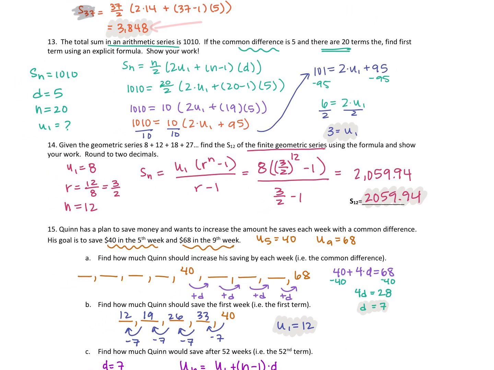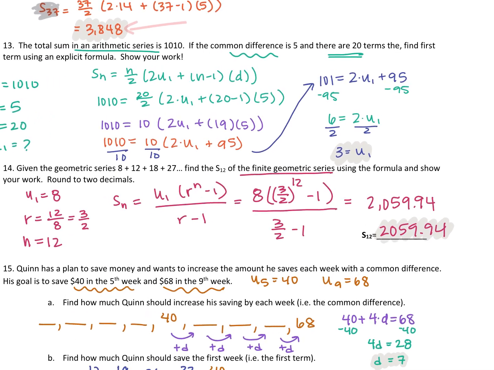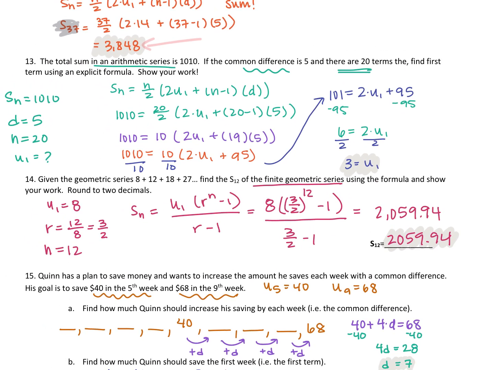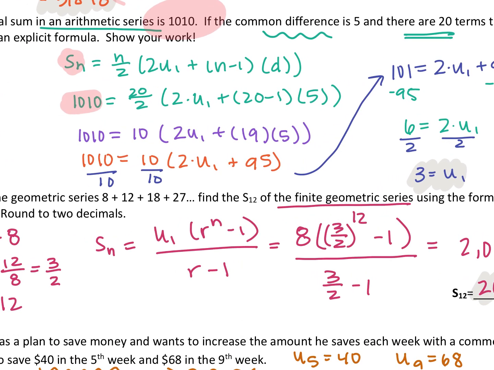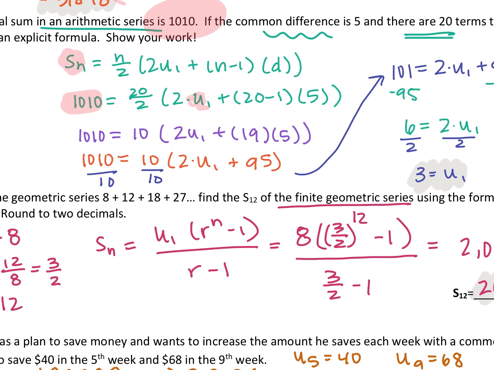On number 13, once again, they've given us the answer. They've given us this 1010. So we've got to stick it in the formula at the beginning, right where the beginning part is. And then the thing we don't know is the U sub 1. Look at how they don't have a number there. It's because they're going to solve for U sub 1.